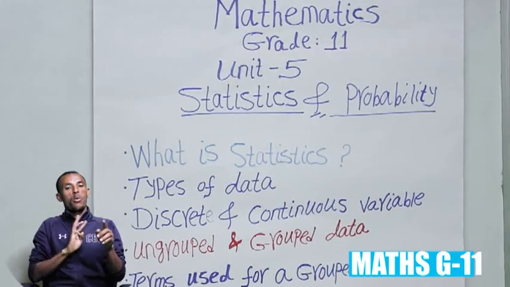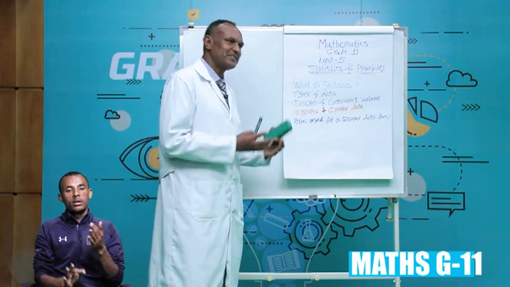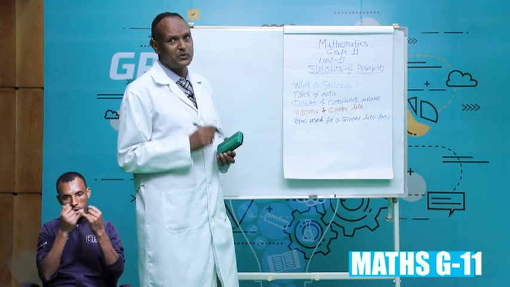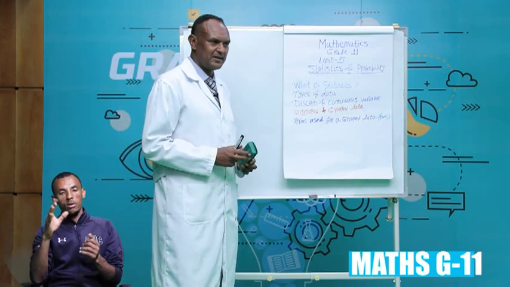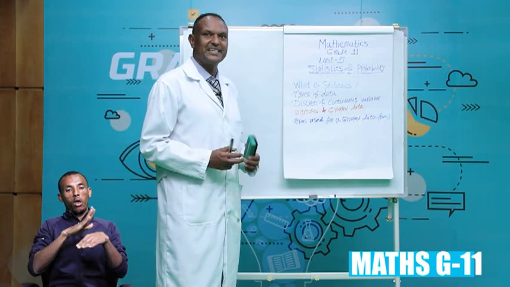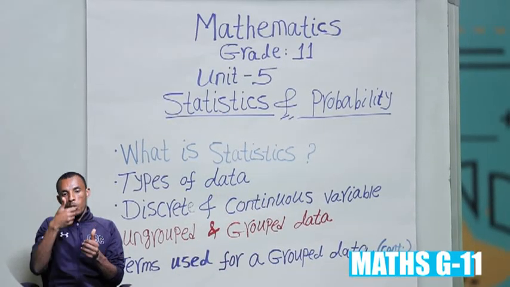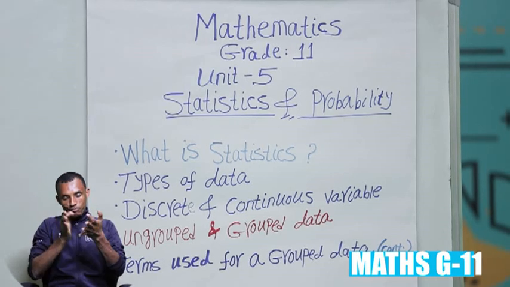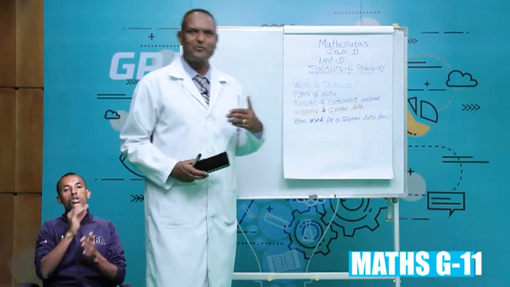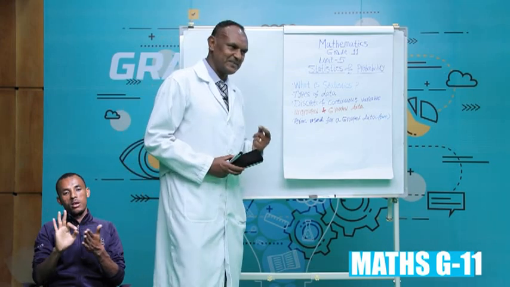When you collect data, sometimes the result may be a number, sometimes it may not be a number. This data can be divided into two types. Data which cannot be expressed in numbers, we call qualitative data. Data which can be expressed numerically, we call quantitative data. For example, what is your father's occupation? I don't expect the result to be a number, so that is qualitative.